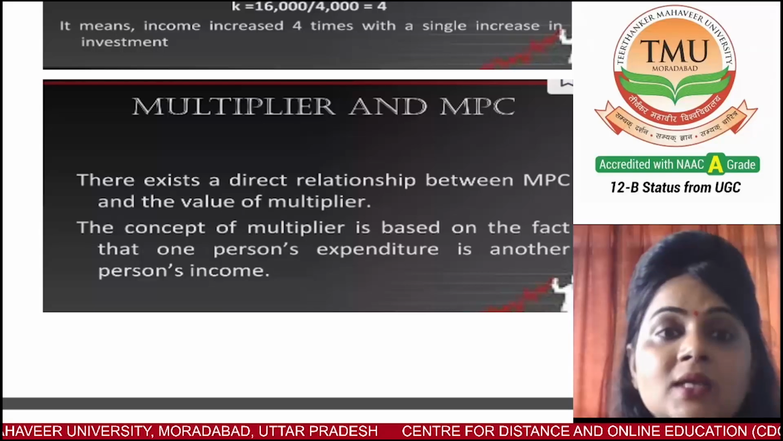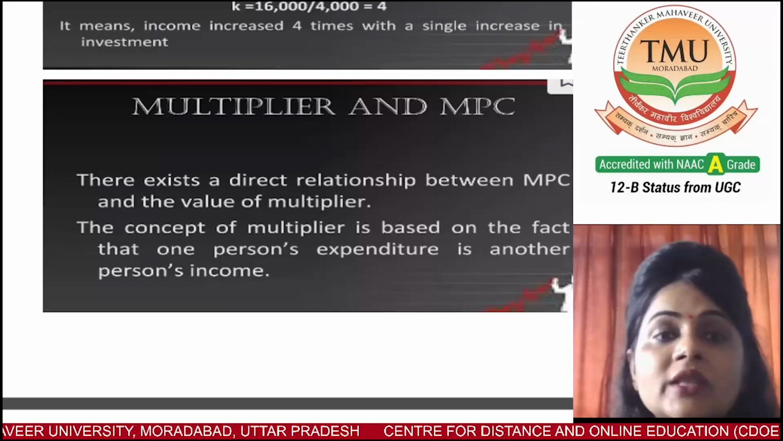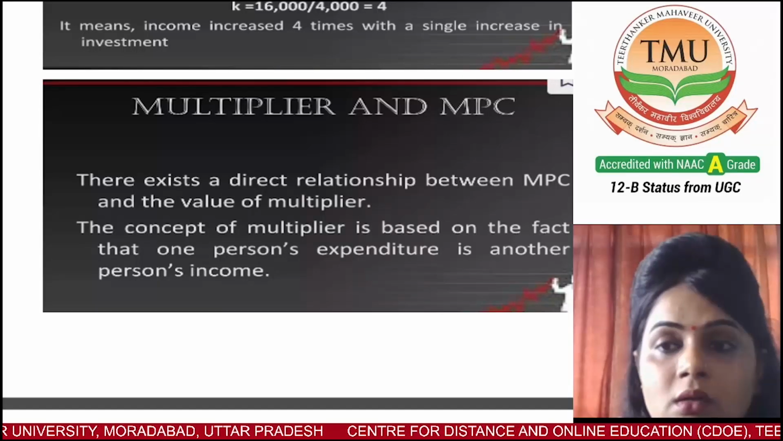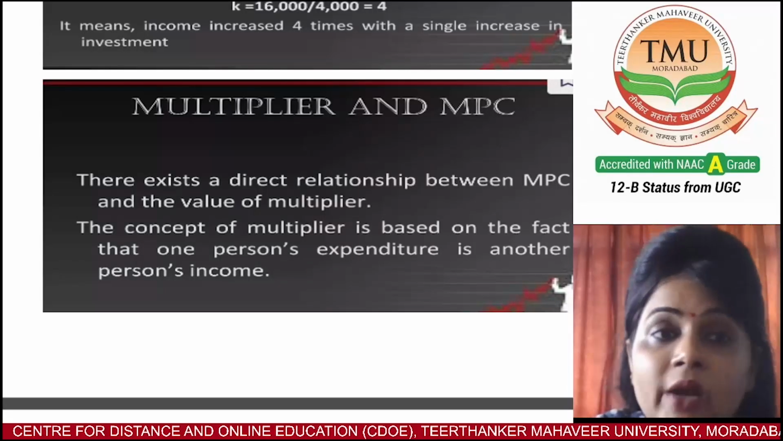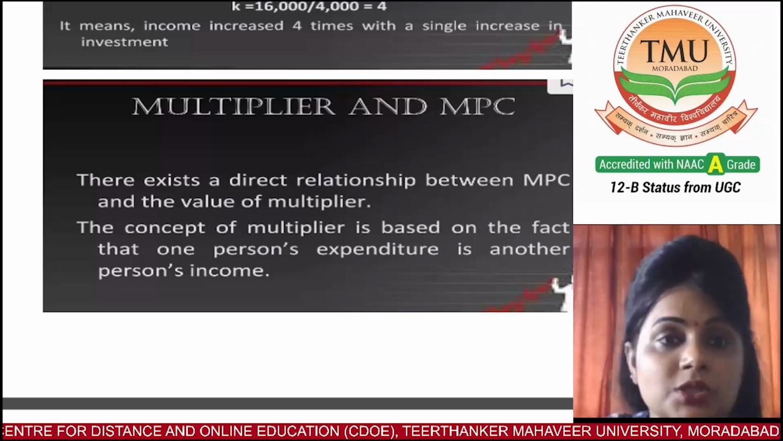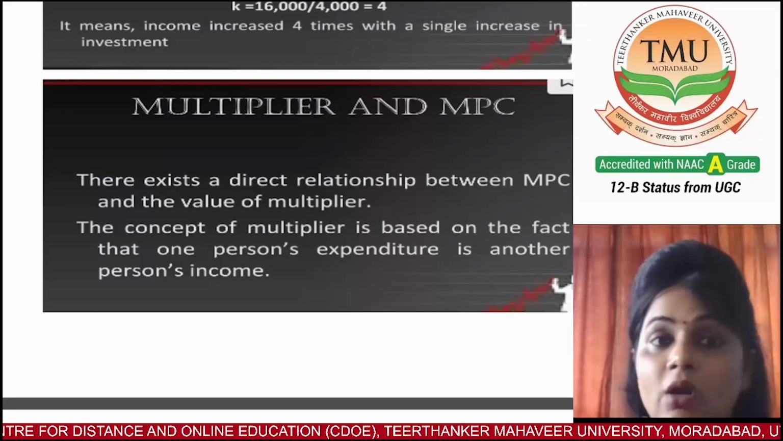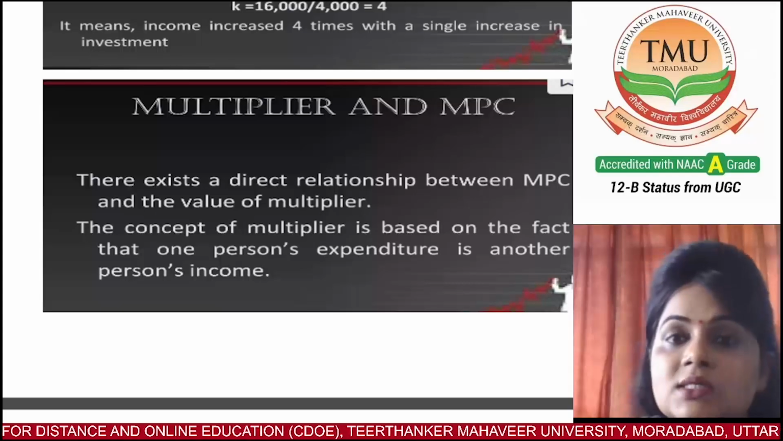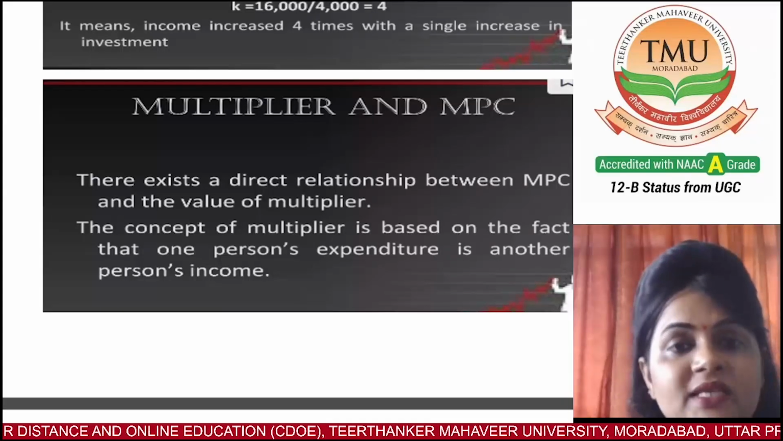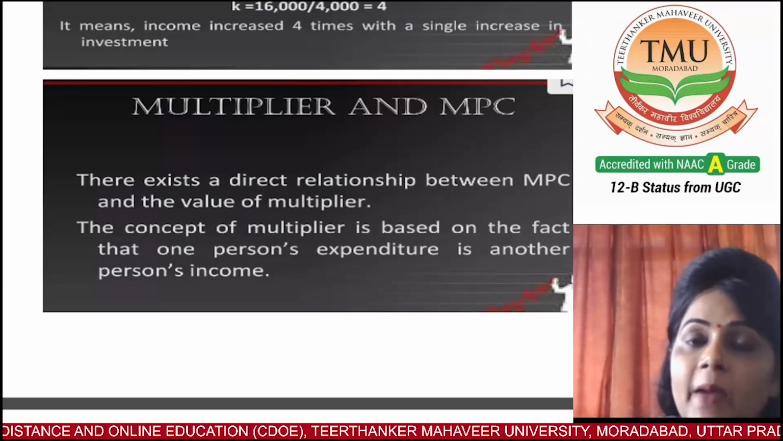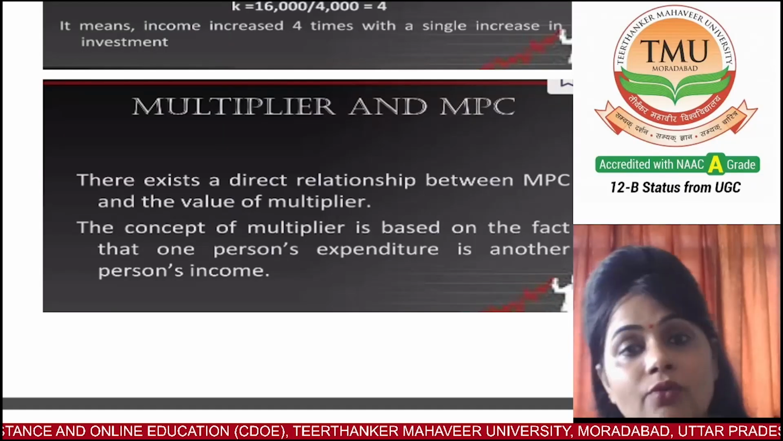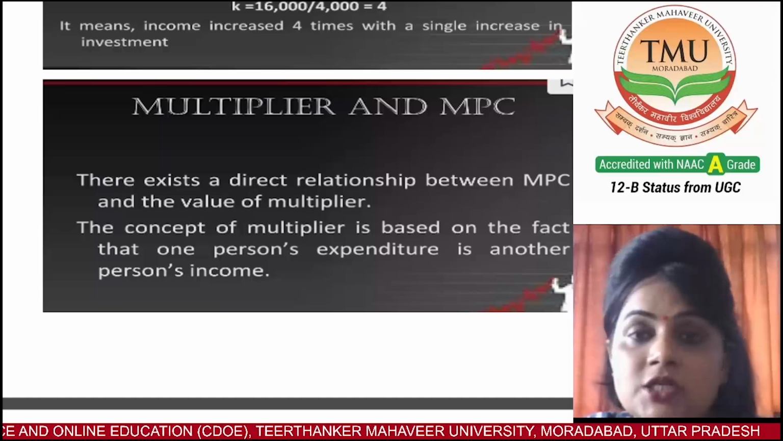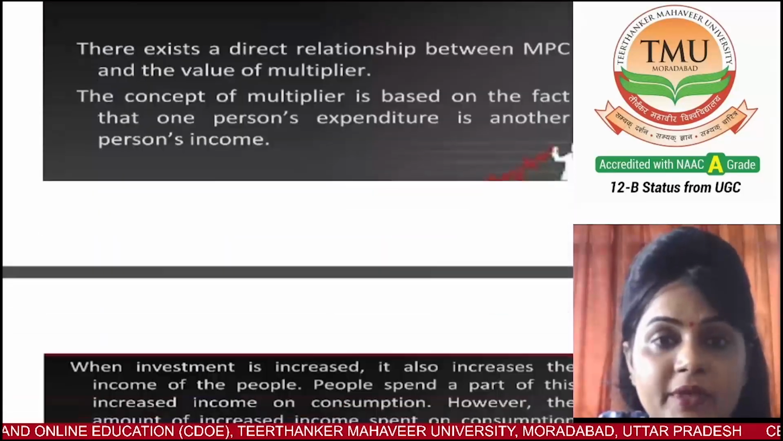However, they will spend a smaller percentage of their increased income on consumption when the MPC is low. The MPC determines the value of multiplier. So you well understood what is the relationship between multiplier and MPC.